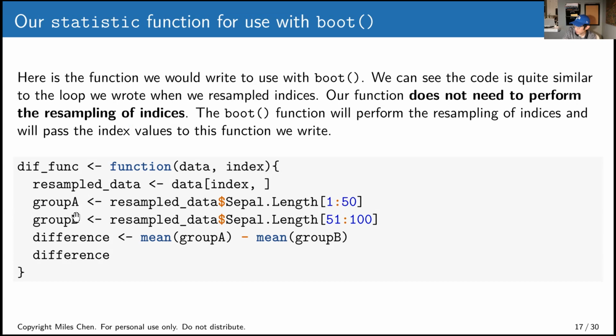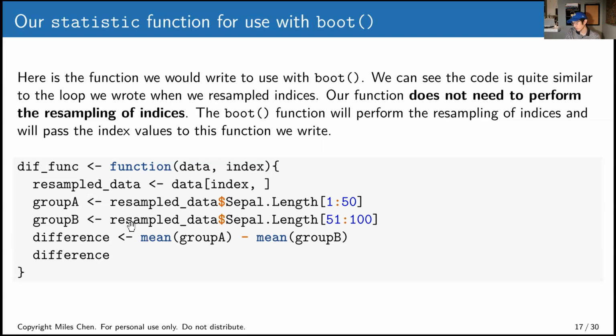And then I'm going to take the first 50 values, throw them into group A. I'm going to take the next 50 values and throw them into group B. And I'm going to take the difference between the mean of group A and the mean of group B, right? And then this will be our difference, and we're going to return the difference. Technically, I don't need to store it into difference just to return the difference. I could have just returned mean of group A minus mean of group B, but for readability, this is what I've done.